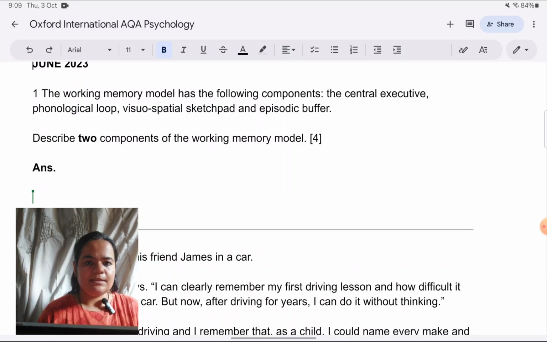Okay, we can answer these questions in a straightforward way. Needless to say, there is no requirement for an introduction or a conclusion.